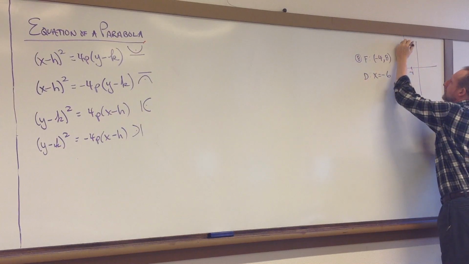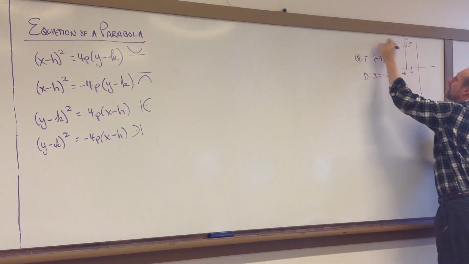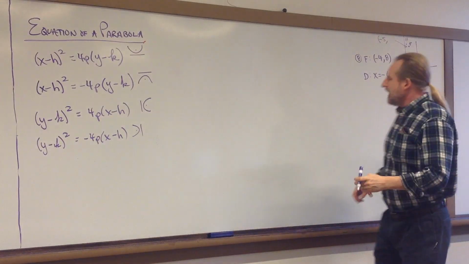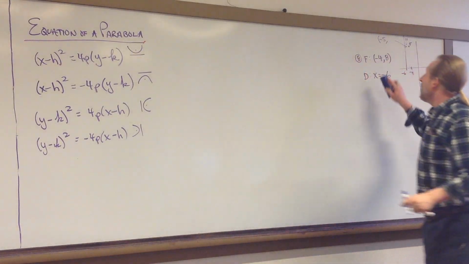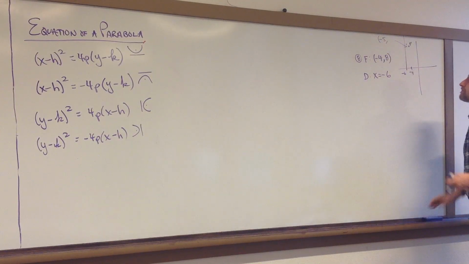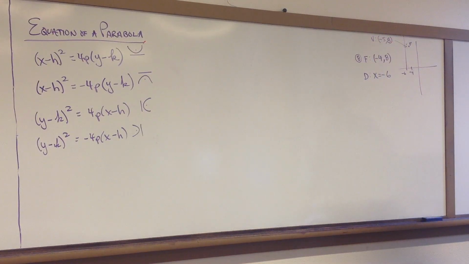That means the vertex is going to be right there where x is the, yeah, you probably can't really see that from the camera. The vertex is where x is negative 5, and the y is going to be the same as the y coordinate for the focus, which in this case is 8. So that's our vertex, negative 5, 8.